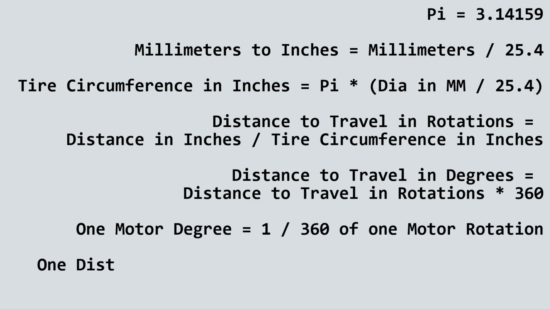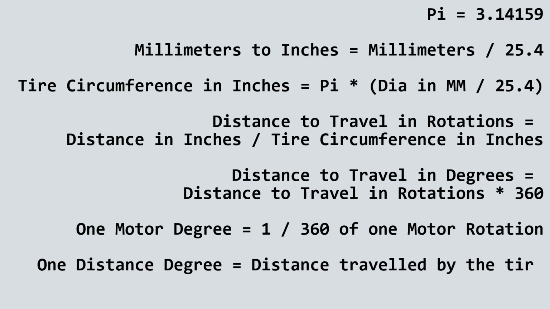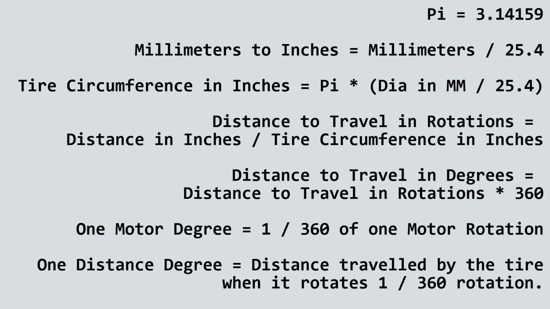1 motor degree equals 1/360th of 1 motor rotation, and 1 distance degree equals the distance traveled by the tire when it rotates 1/360th of a rotation.